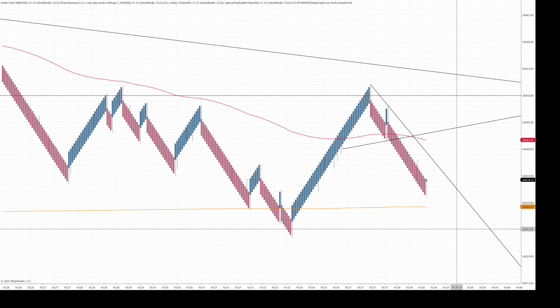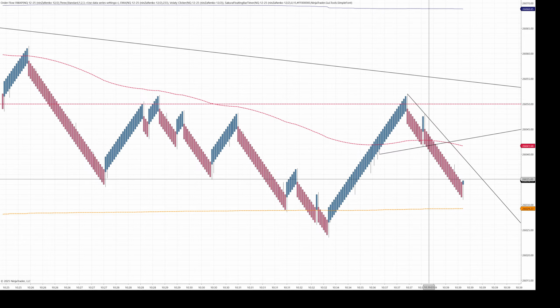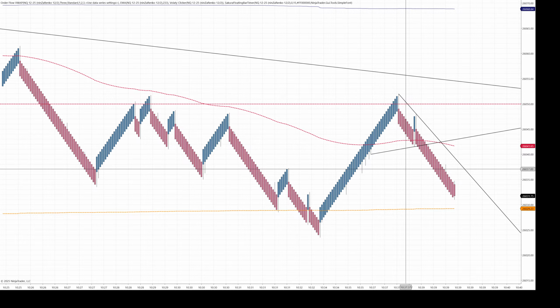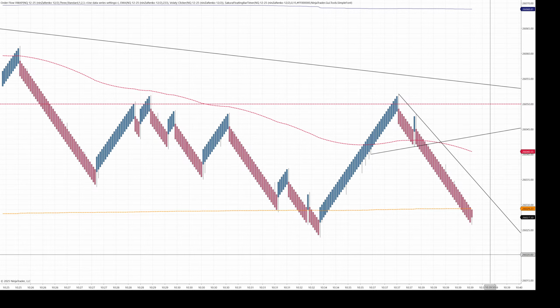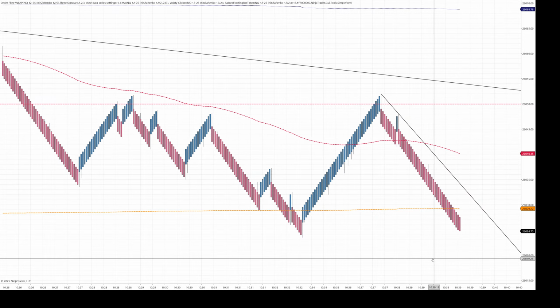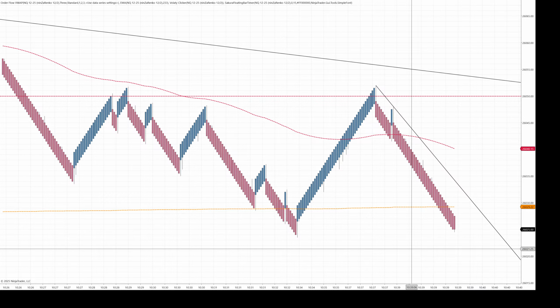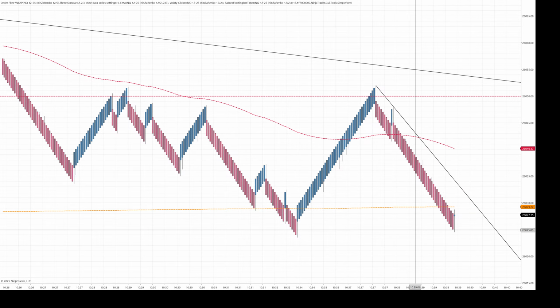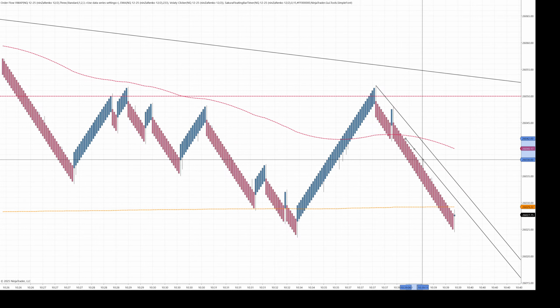I'm really just trying to follow my rules. This trade did work, but it didn't follow my rules. We don't have room to take this back to the upside here. We have two trend lines that are in the way.